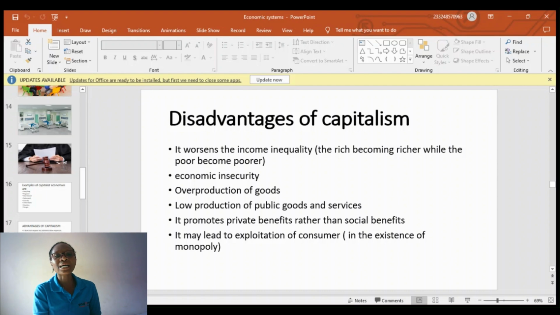So you also see that it promotes private benefit rather than social benefit. As I said earlier, public goods mostly benefit so many people, whether they're rich or they're poor. But when people produce goods based on profit making, you demand at the price they're producing, they supply to you and make their money. So they're not thinking about how it's going to benefit people socially, everyone, the welfare of people.